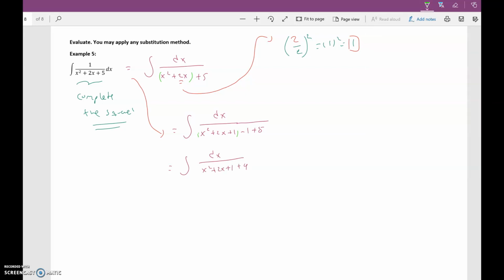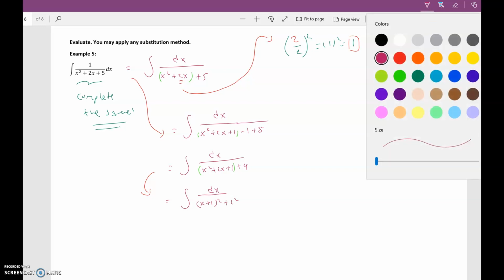And I'm treating it as basically these two being separate, because at this point, now your denominator factors. So you're now rewriting it as the integral of dx over x plus 1 squared plus 2 to the second. And then the substitution would simply be with the values of u.